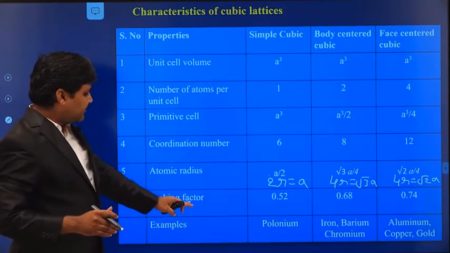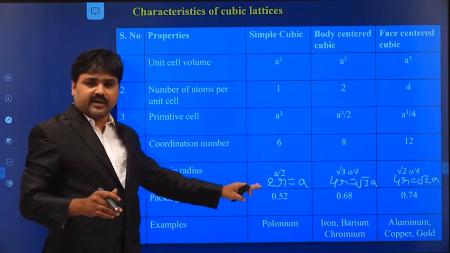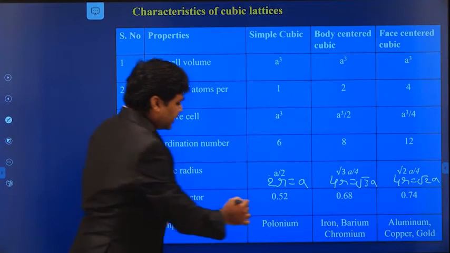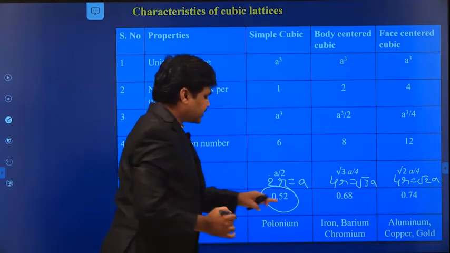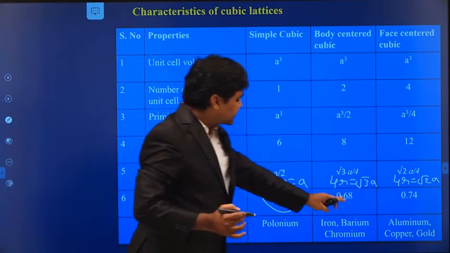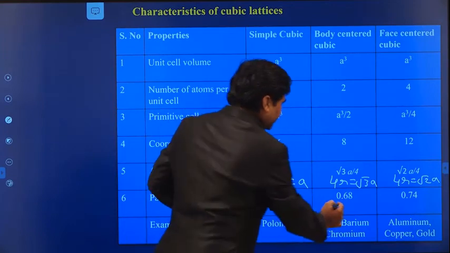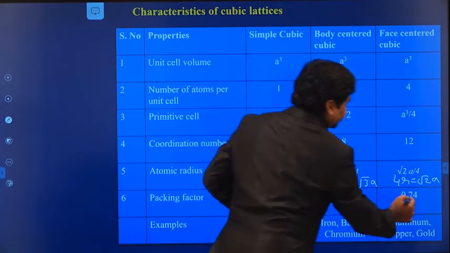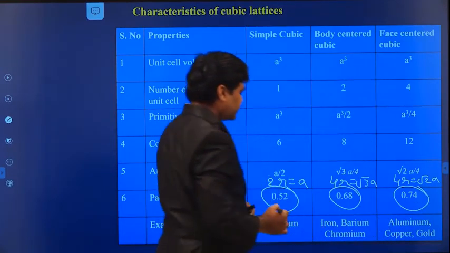So the atomic packing factor, that means the volume occupied by the atoms in the unit cell, is very low for the simple cubic structure, that is equal to 0.52. In the case of body centered cubic, it is equal to 0.68. In the case of face centered cubic, it is equal to 0.74.